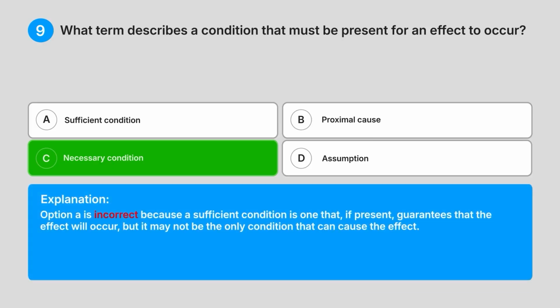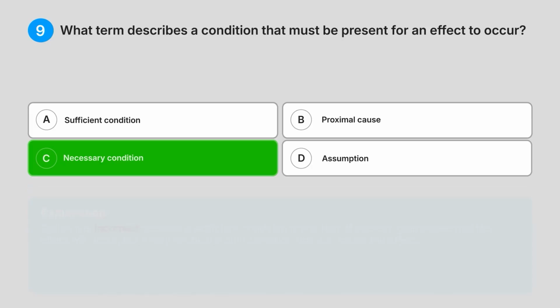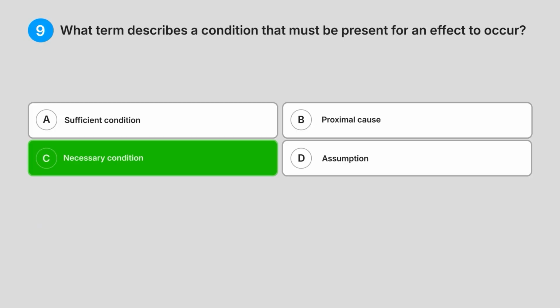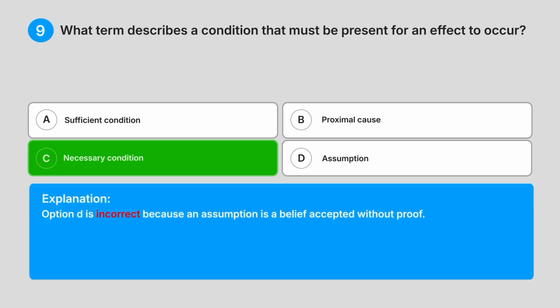Option A is incorrect because a sufficient condition is one that, if present, guarantees that the effect will occur, but it may not be the only condition that can cause the effect. Option B is incorrect because a proximal cause is the most immediate event that leads to an effect. Option D is incorrect because an assumption is a belief accepted without proof.